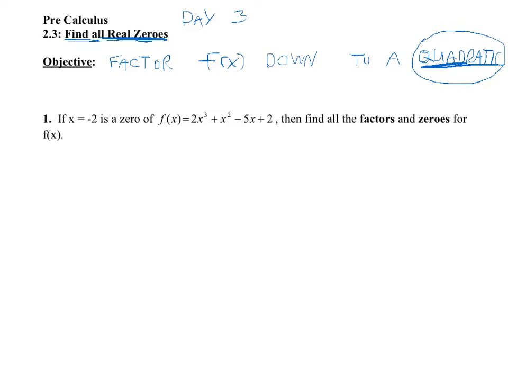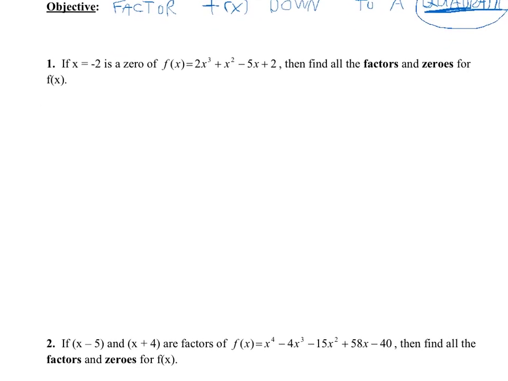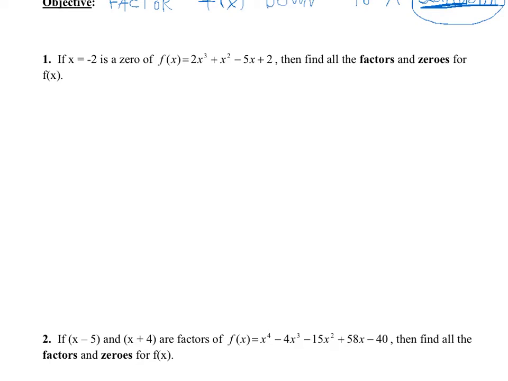Number 1. If x equals -2 is a 0, we want to find all the zeros for this function. Now, if you look, our degree is 3, and I already have 1 zero, so I have to find the other 2 zeros or other 2 factors. Now, I know right away, if x equals -2 is a 0, I know that x plus 2 is a factor, and I know that -2 is a 0. To find the others, again, the key is synthetic division.